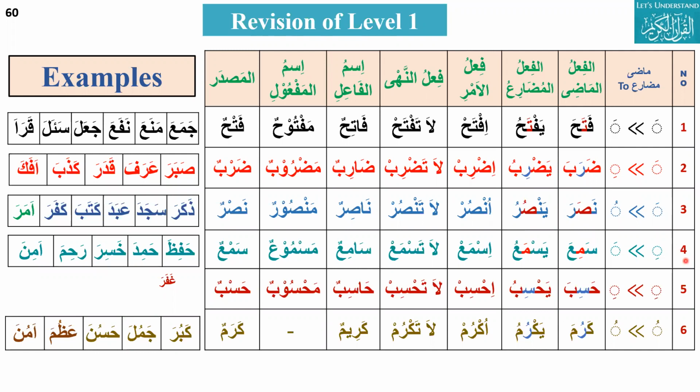Chapter 4, Bab Samia: Samia Yasmao, Zer Zabar. Samia means he listened. Chapter 5, Bab Hasiba: Hasiba Yahsibu, Zer Zer. Hasiba means he calculated. Chapter 6, Bab Karuna: Karuna Yakrumu, Pesh Pesh. Karuna means he honored himself.